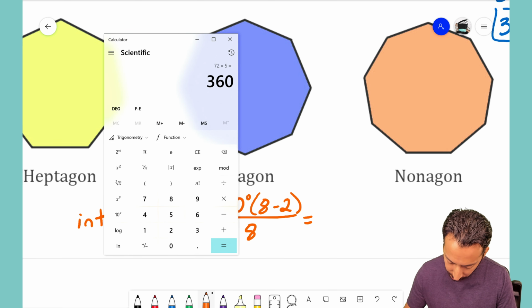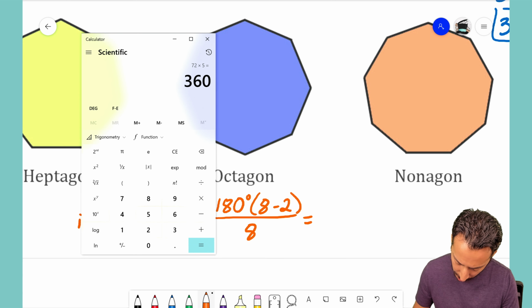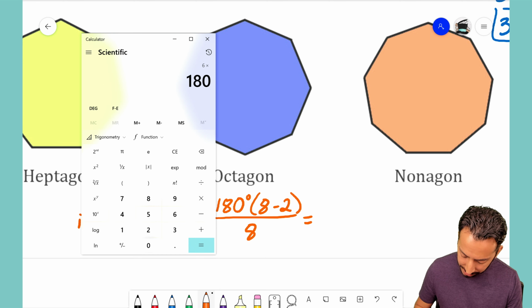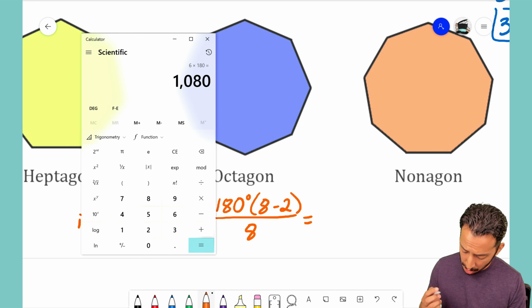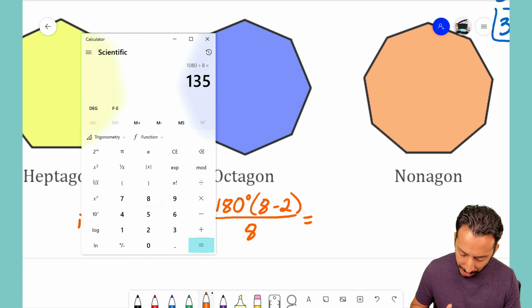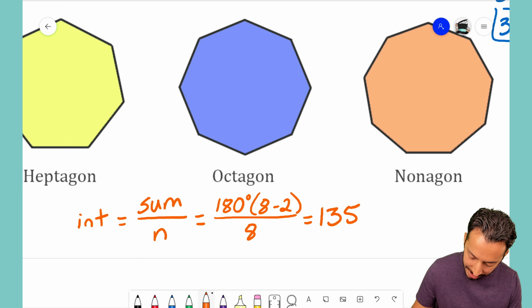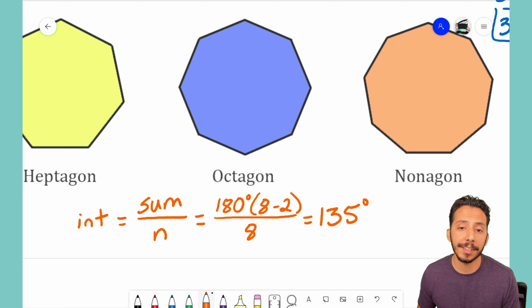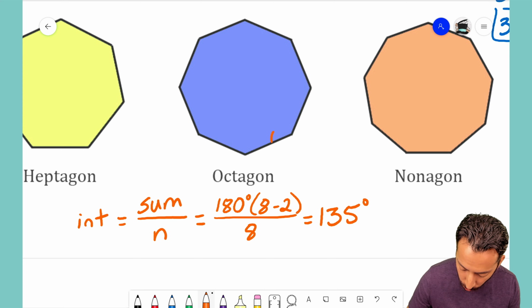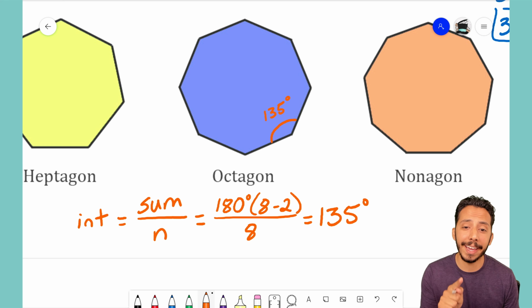So let's get that calculator out and see if we can compute this. 8 minus 2 is 6. 6 times 180 degrees gives us 1080. But we have to divide 1080 by 8, and we see that every interior angle is 135 degrees. I'll go ahead and draw in one example there for you. This interior angle right there is 135 degrees. Again, every single angle inside that octagon is 135.